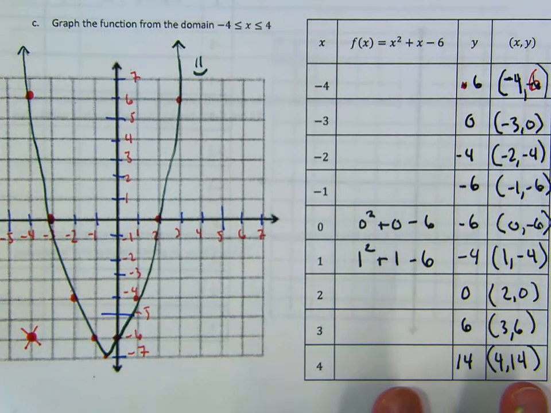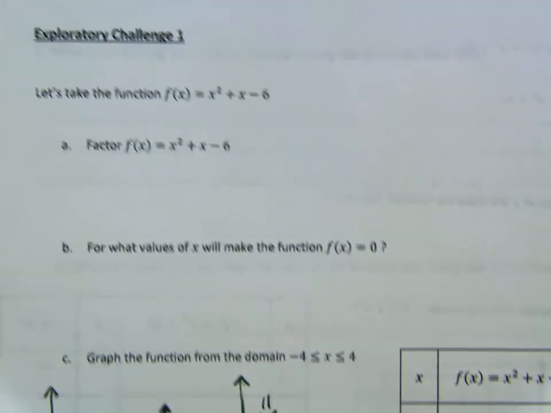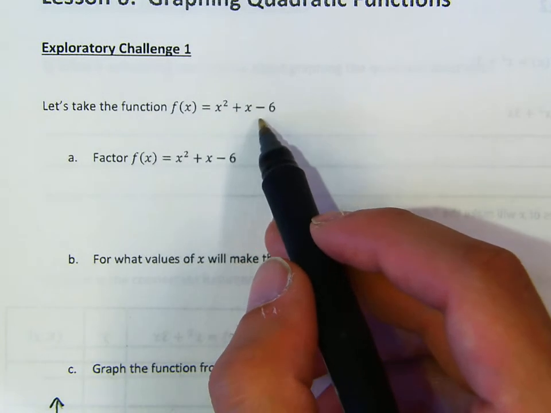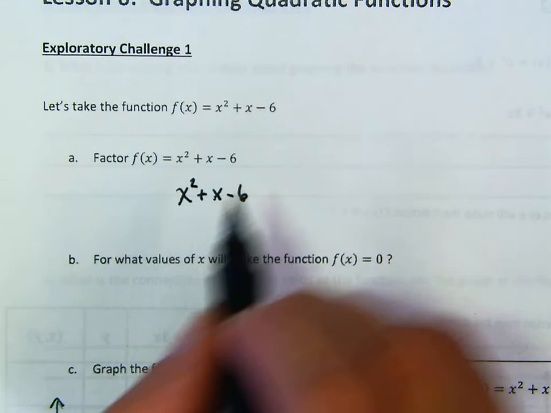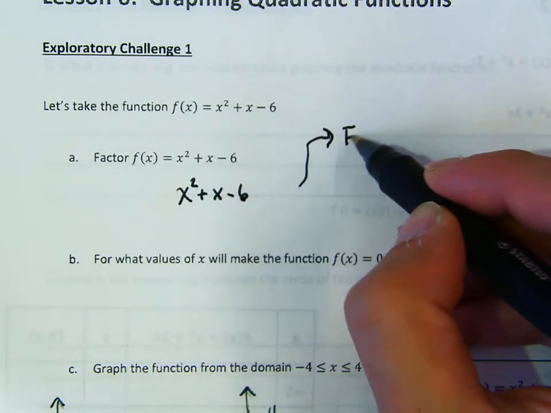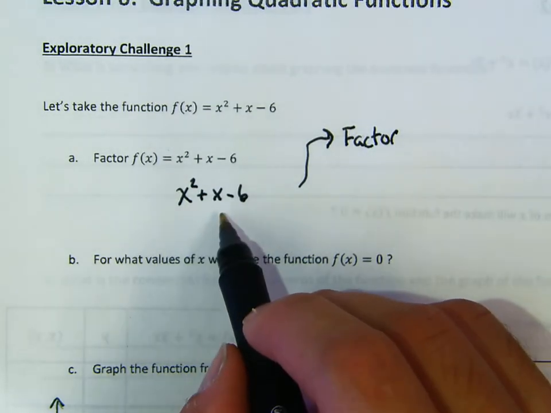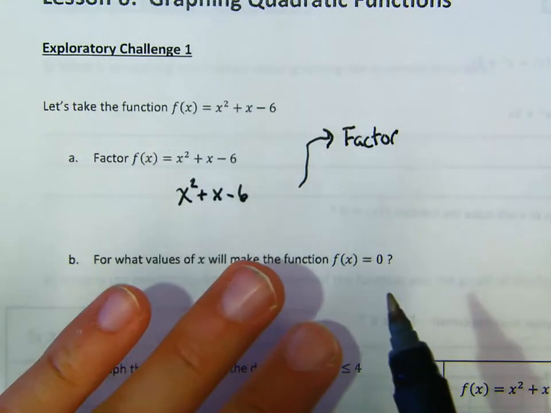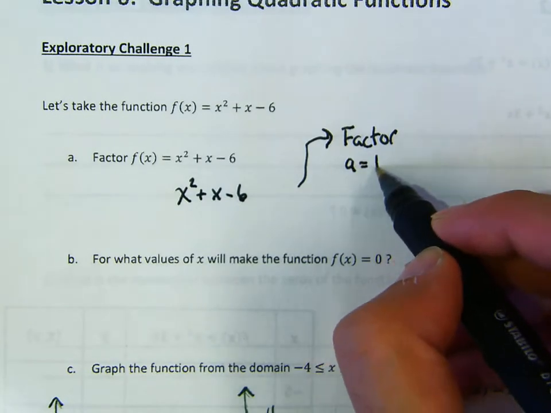Here, what we're going to do next is we're going to look at this part over here. Let's take the function x squared plus x minus 6, right? So if I have x squared plus x minus 6, what am I asked to do for the first part? I'm asked to factor. So here, let's think about your factoring skills needed to factor this trinomial. We have 3 parts, and hopefully this looks very familiar. What is my a value? My a value is 1.